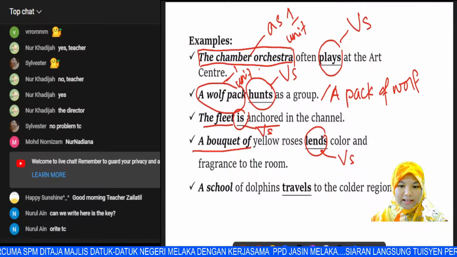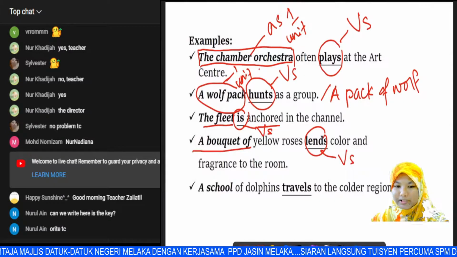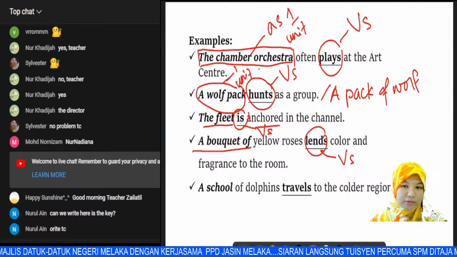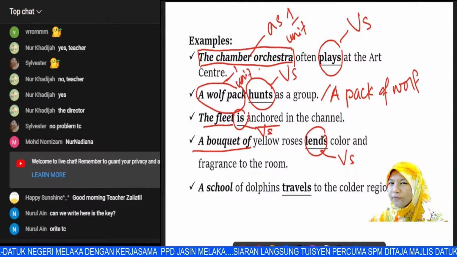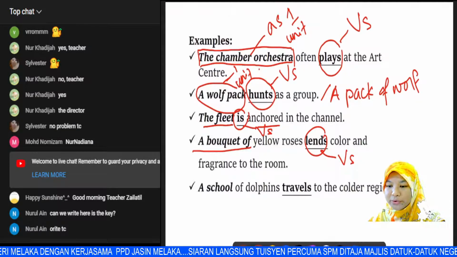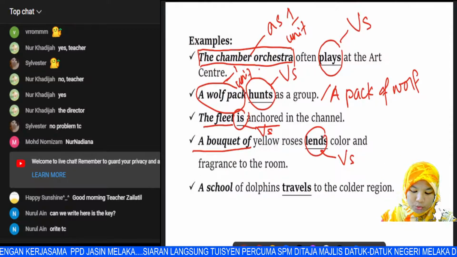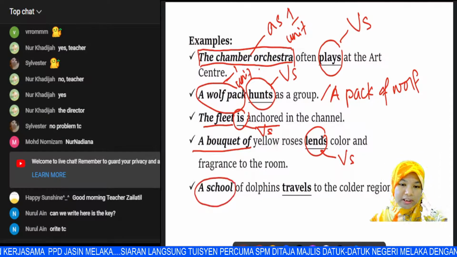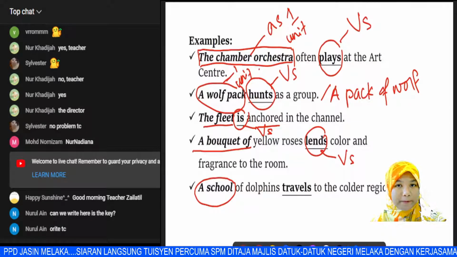Okay, last example. A school of dolphins. The expression a school is usually used for fish. A school of dolphins, a school of fish. A school of dolphins travels to the colder region. In a school of dolphins, there will be quite a number of them.